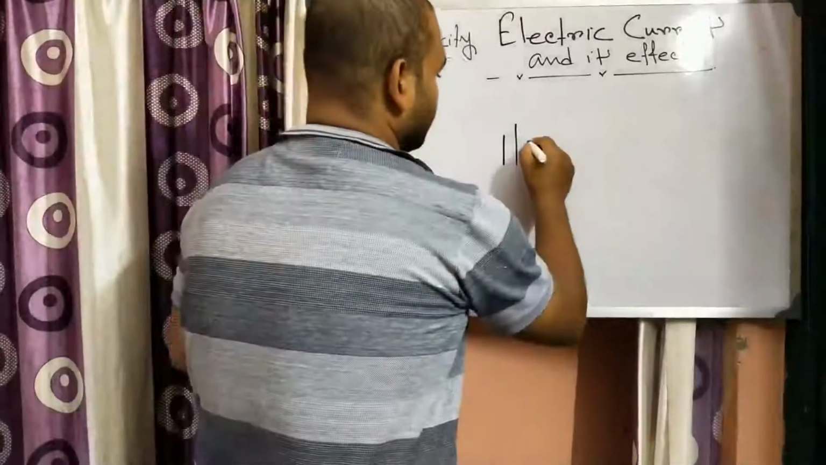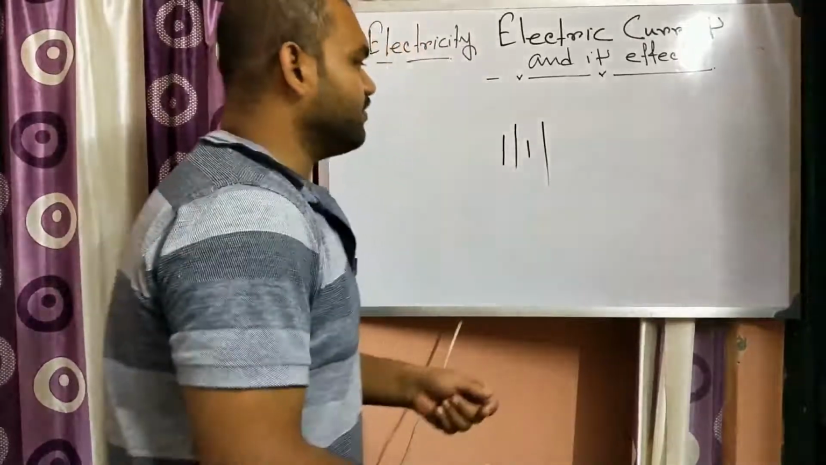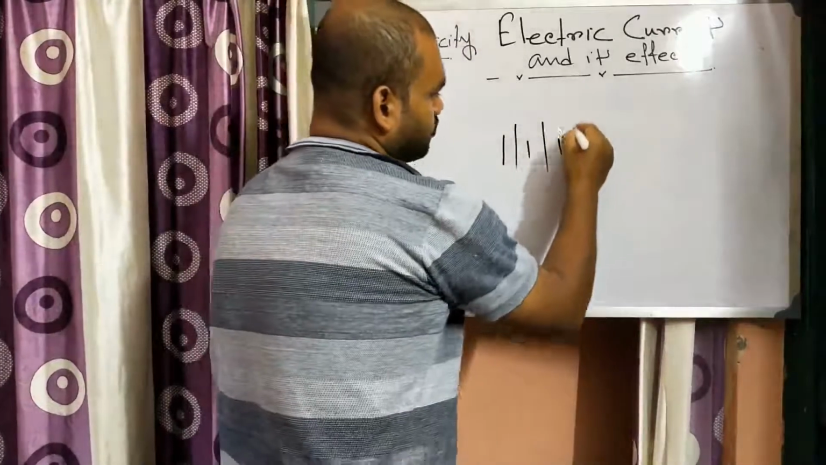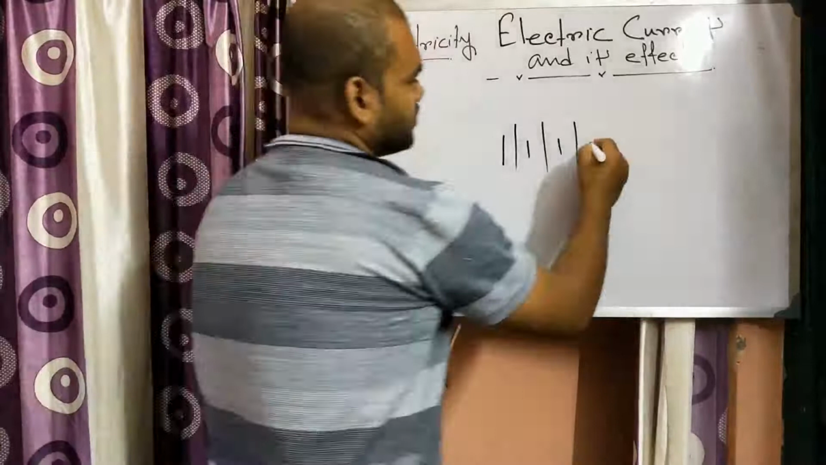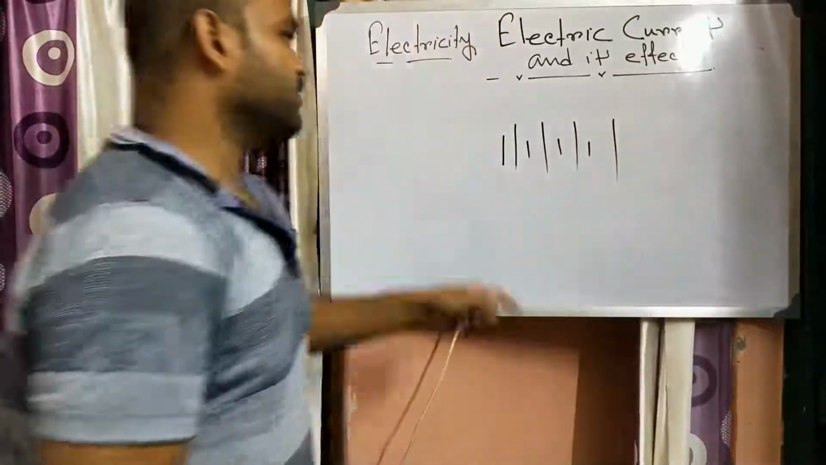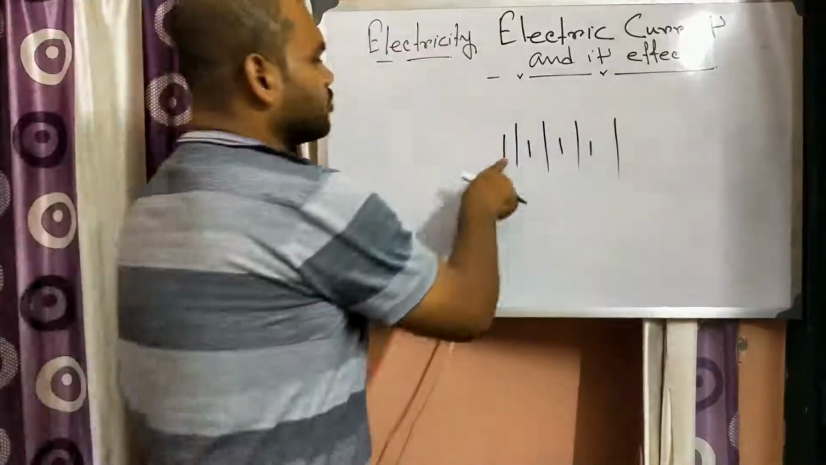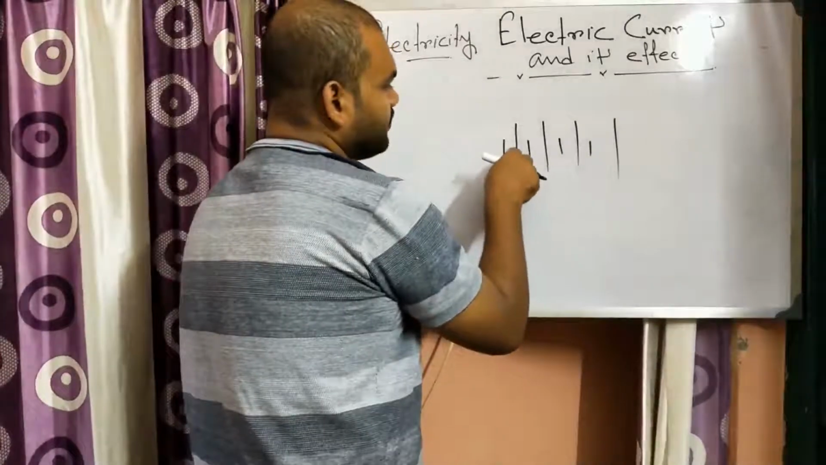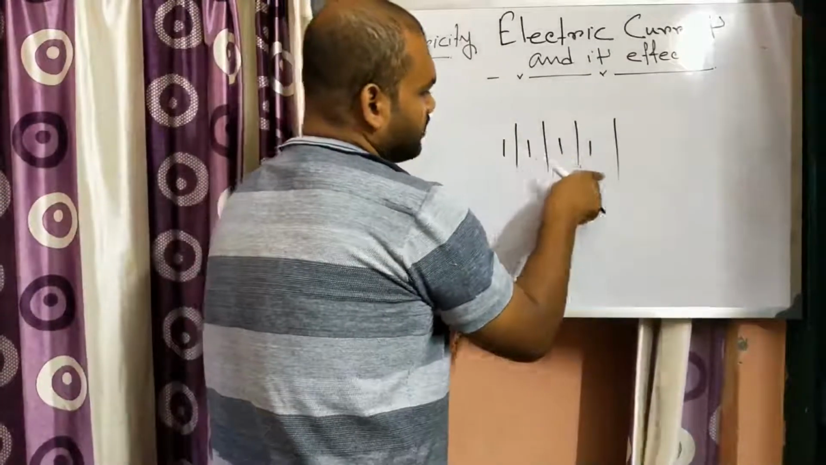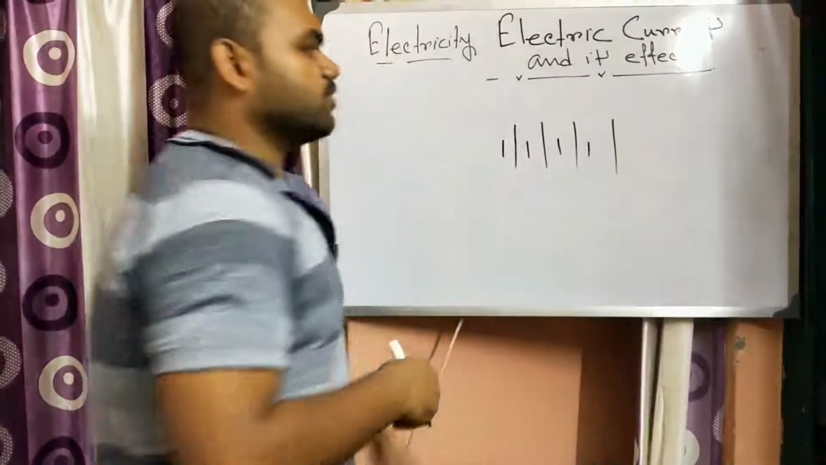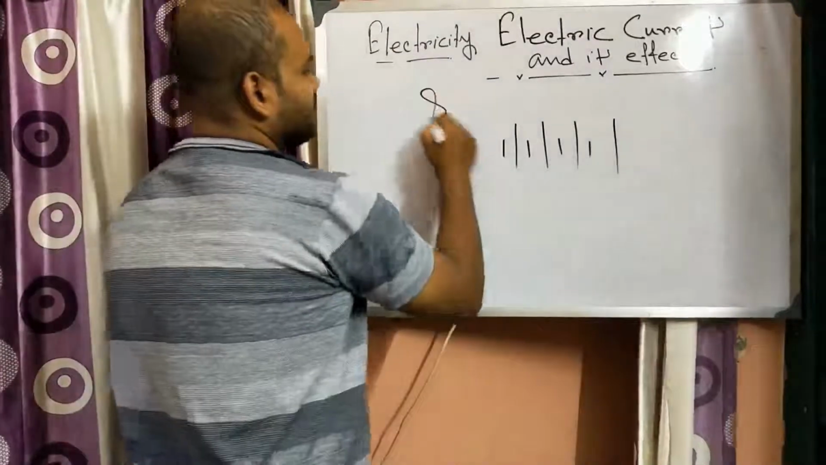So like this, the positive terminal is connected with the negative, then this positive terminal is also connected with the negative, and so on. This is how the series combination forms.